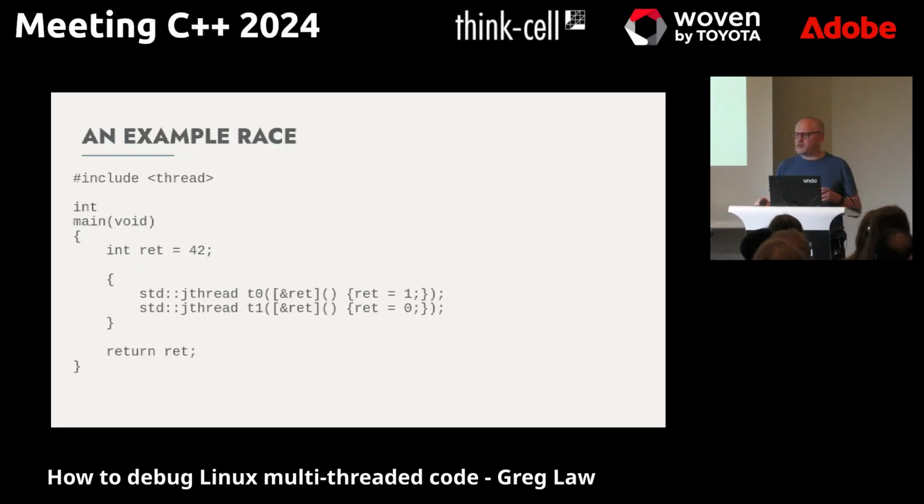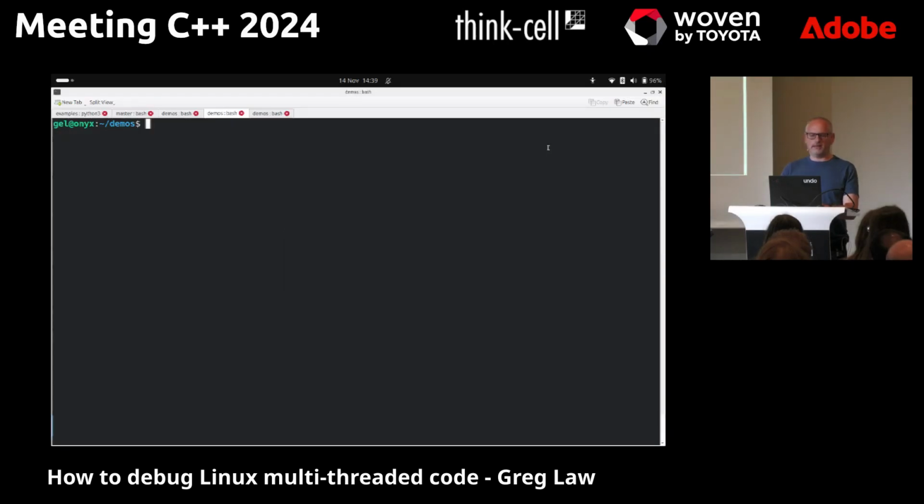It won't return 42, because that assignment of 42 at the beginning is going to happen before either of the two worker threads exist, right? But we don't know which one is going to write that out. So let's look at that.